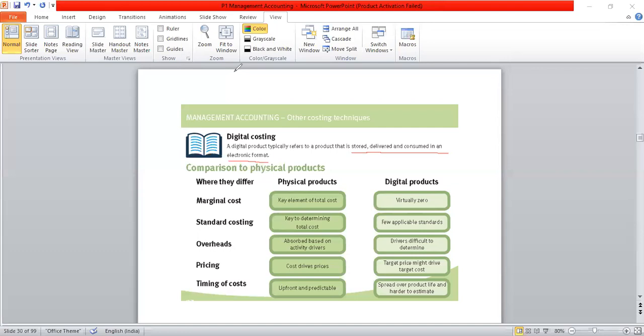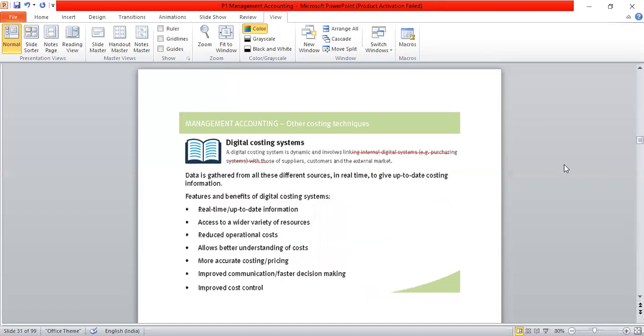What are the timings of the cost? Upfront and predictable, now spread over product life and harder to estimate. How long does this product survive is not known. So estimating the total cost and then deciding the selling price is a difficult task in case of digital costing. So that is what we have under digital costing. This would be the last topic under costing techniques.